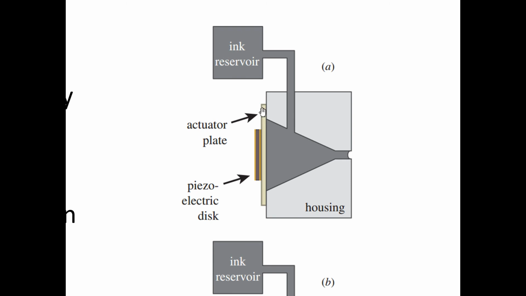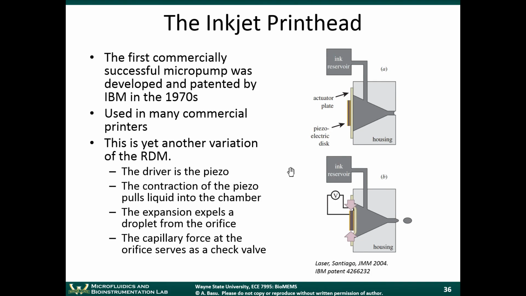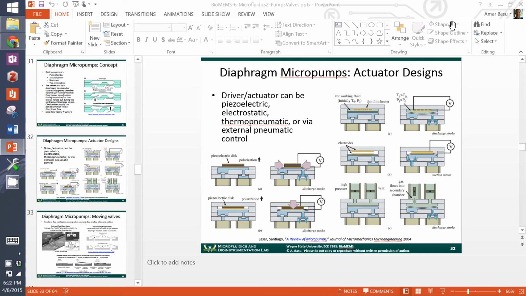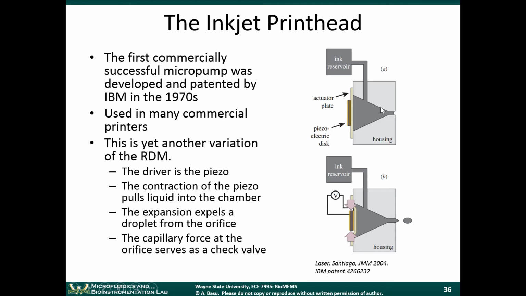So when this goes back to its contracted state, the ink gets pulled in from the reservoir rather than getting pulled in from here and back. So there is a rectification happening in the inkjet printhead also. Notice that there's no valving on the ink reservoir. No valves here, but there is a capillary valve here.